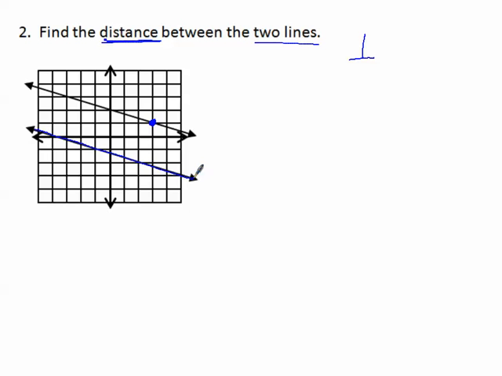Remember how we did that in number 1? We had to think of slope. Perpendicular lines, the slopes are opposite reciprocals. So I'm going to have to calculate the slope of this line. Let's pick 2 points to do that.